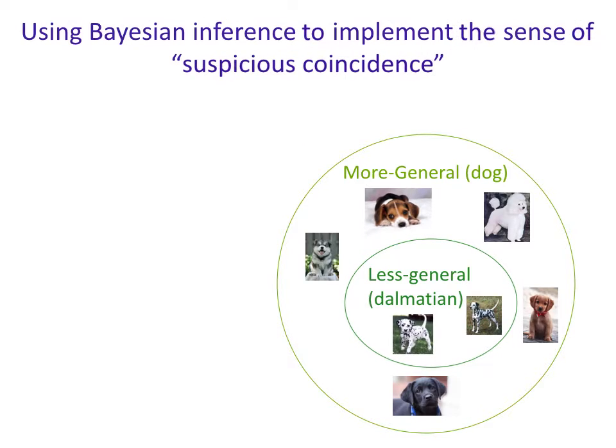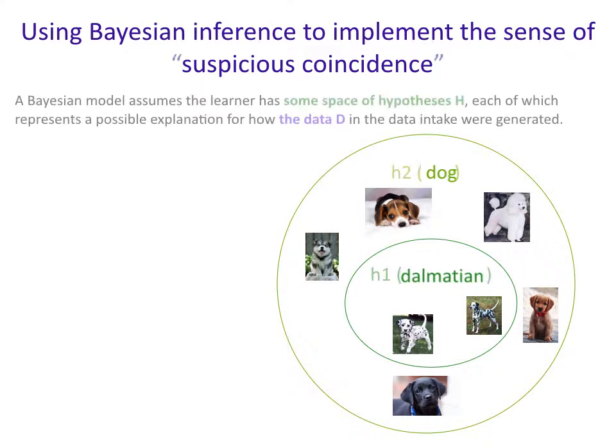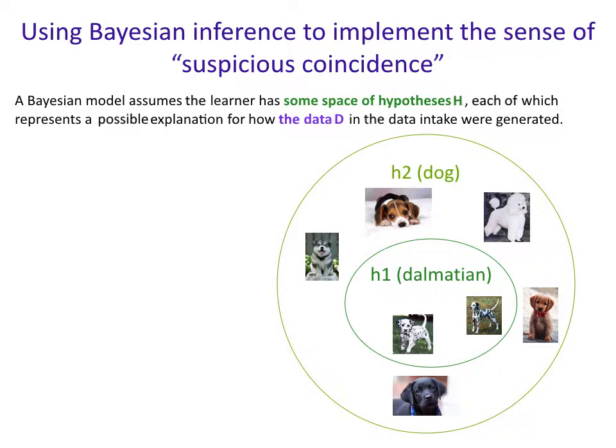So how do we implement that in Bayesian inference to get this sense of suspicious coincidence? We're going to be a little more explicit about our two hypotheses. Dog, the more general one, is going to refer to, say, any of these 7 dogs, and the less general hypothesis, Dalmatian, is only going to refer to those 2 Dalmatians among the objects labeled here. A Bayesian model assumes the learner has some space of hypotheses, in this case H1 that fep means Dalmatian, H2 that fep means dog, each of which represents a possible explanation for how the data D in the child's intake were actually generated.